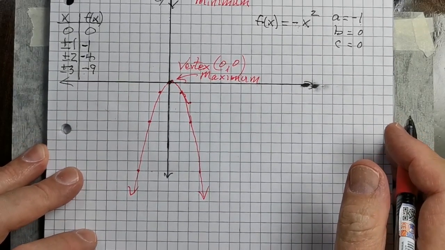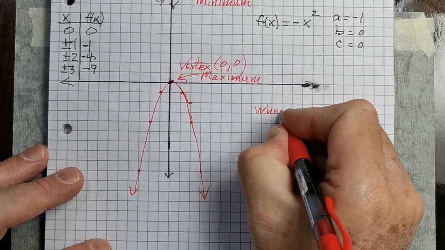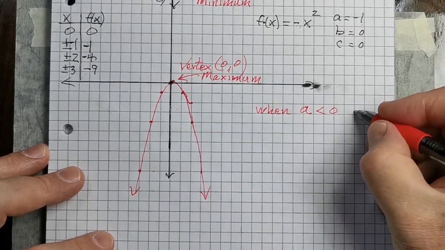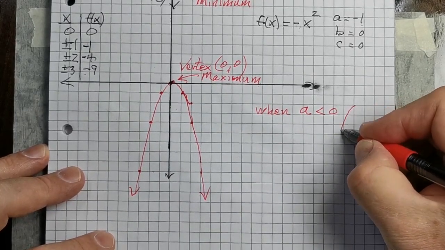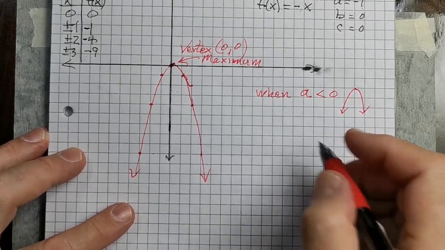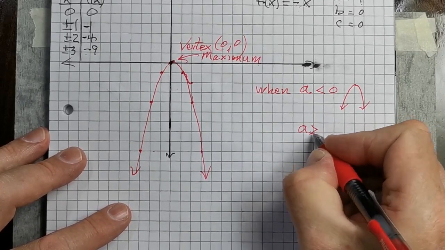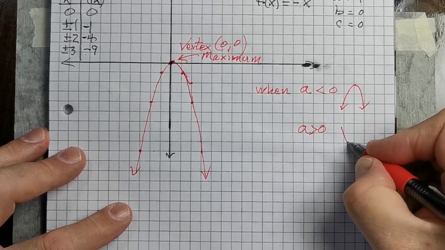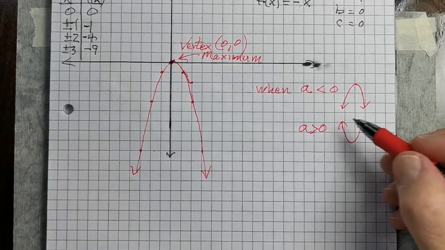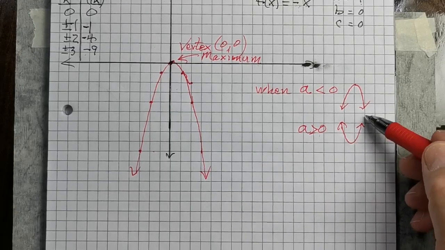So let's see if we can organize this just a little bit. When a is less than 0, the graph will open downward. And when a is greater than 0, the graph opens upwards. Important principle to remember. When a is negative, less than 0, it opens down. When a is greater than 0, it opens up.